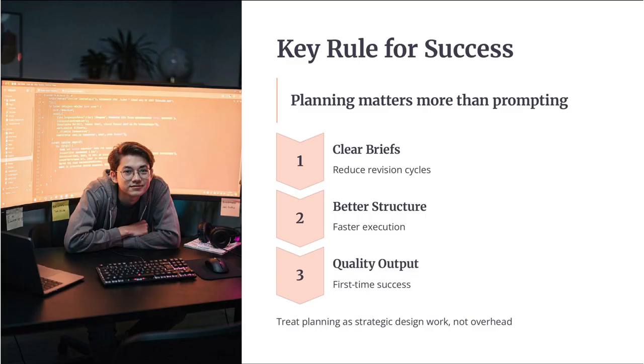The single most important rule is this: a good plan beats a clever prompt every time. Claude Code doesn't need fancy wording, it needs clarity. The better your brief, the fewer revisions you'll need later. Think of planning as system design, not overhead. When you invest time upfront, execution becomes almost boringly reliable. Most frustration with AI comes from skipping this step. When people say AI made mistakes, what they often mean is, I didn't define the problem clearly.